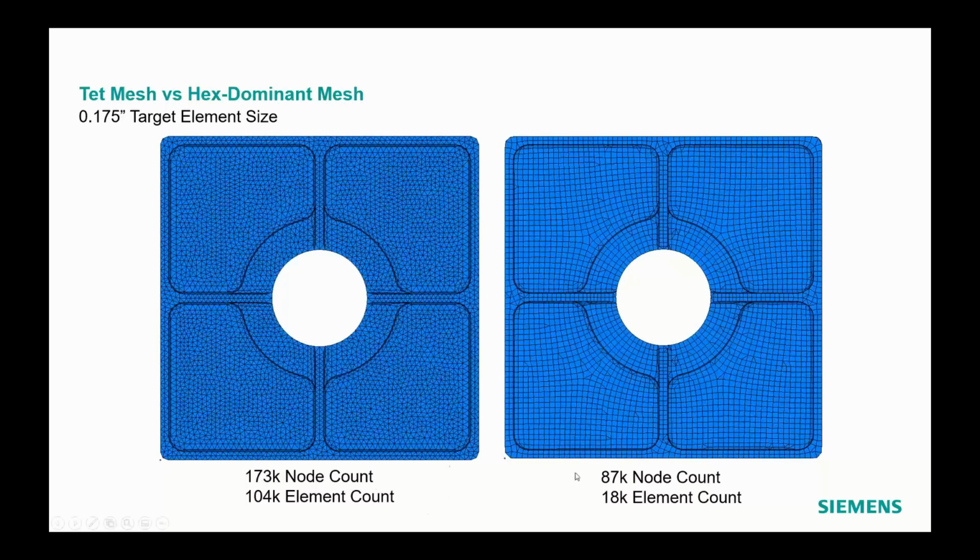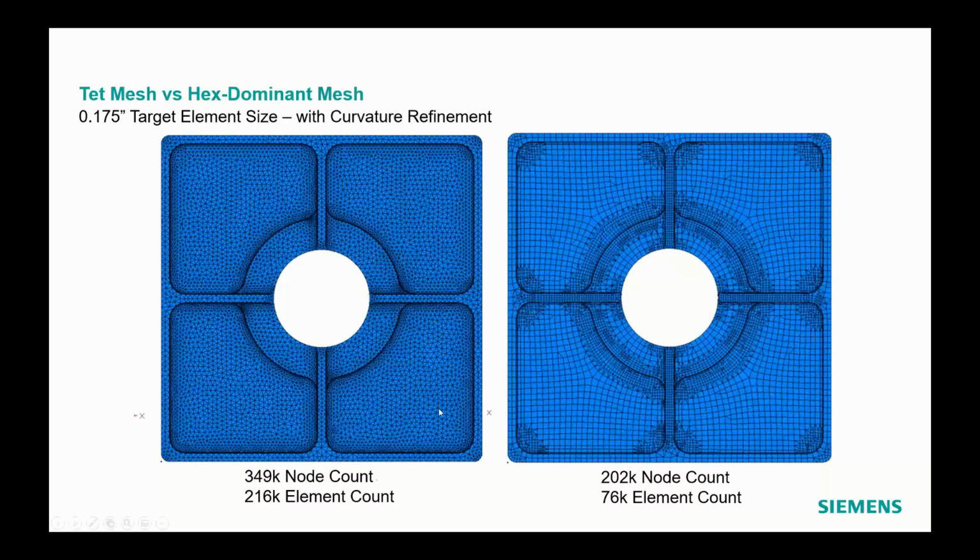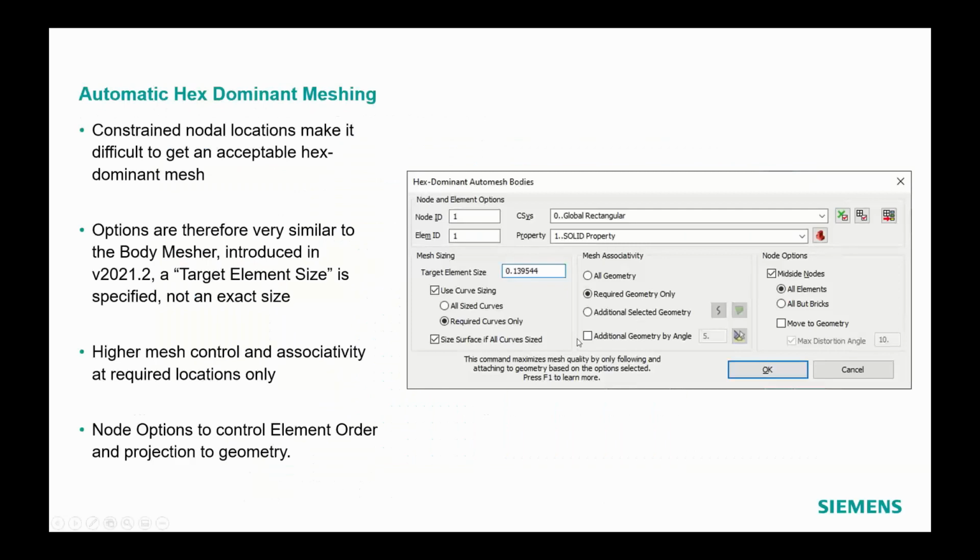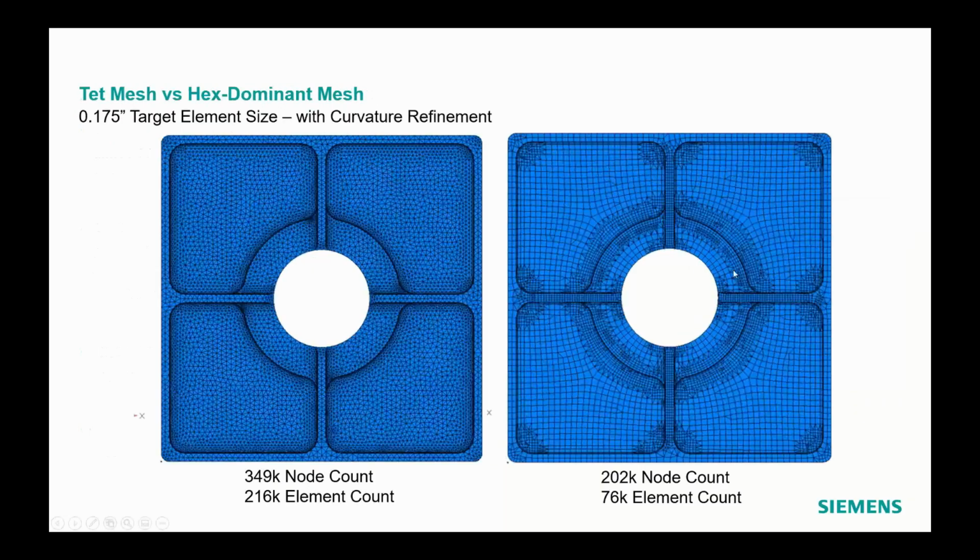So again, here's just a comparison. You have 173,000 nodes versus 87,000 nodes for the same amount of mesh density. And then here's the same comparison with the curvature refinement on the Tet mesh, and then that proximity refinement, or what was it? The additional geometry by angle, 30-degree angle command.